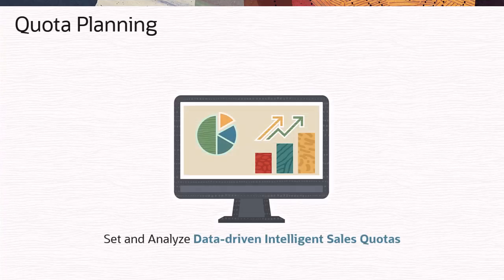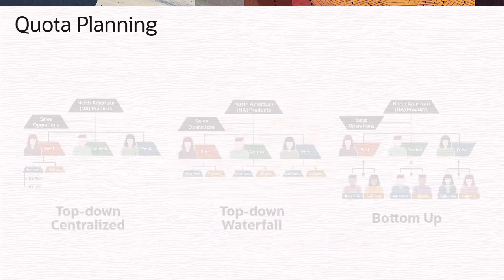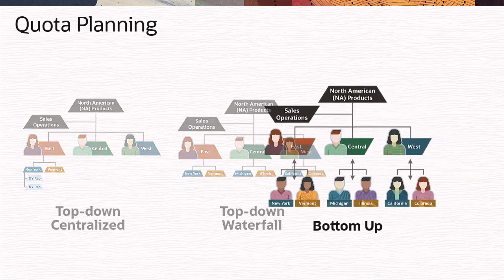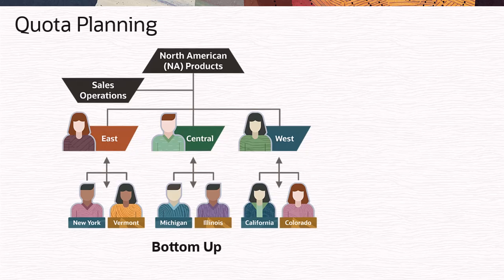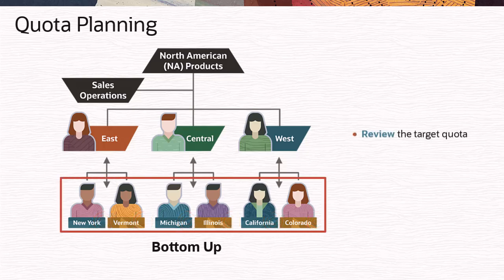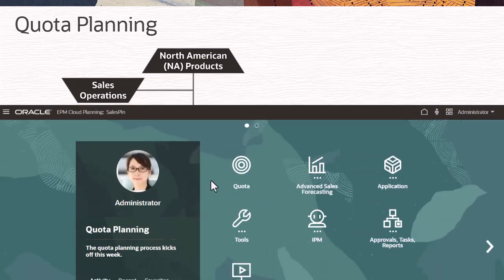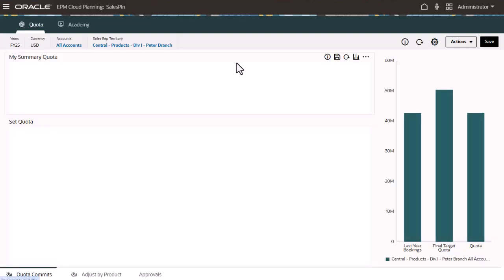You can perform quota planning to set and analyze data-driven, intelligent sales quotas using best practice methodologies such as top-down and bottom-up. Bottom-up quota planning complements your top-down planning strategy. After the top-down targets are set, you can have the lowest level in the hierarchy review their target quota, make any required adjustments, and then submit their expected account plans and quota commitments to the next higher level in the hierarchy for approval. Let's perform bottom-up quota and account planning from two hierarchy levels.